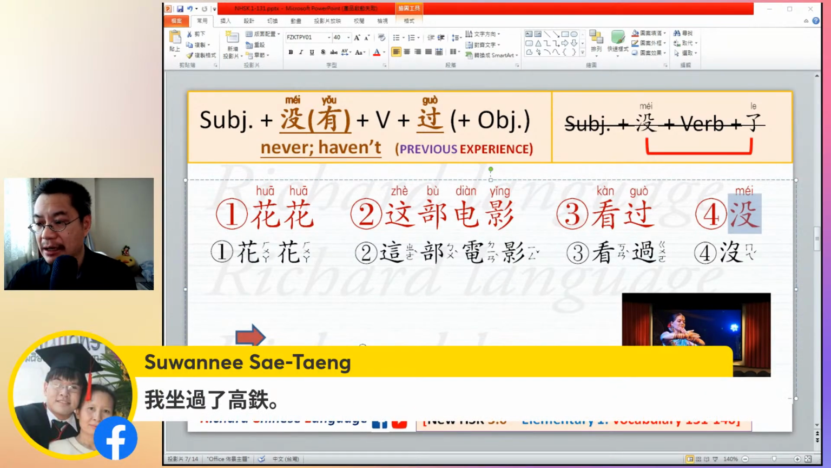Okay. Oh, very good, 佩霞. 我坐过高铁. Don't use the 了 here. 我坐过高铁 is good enough. You don't need to say the 了 again. 我坐过高铁, which means you have this previous experience. You have taken high speed rail, right? 高铁. 我坐过高铁 is good enough. You don't need to add a 了 here.